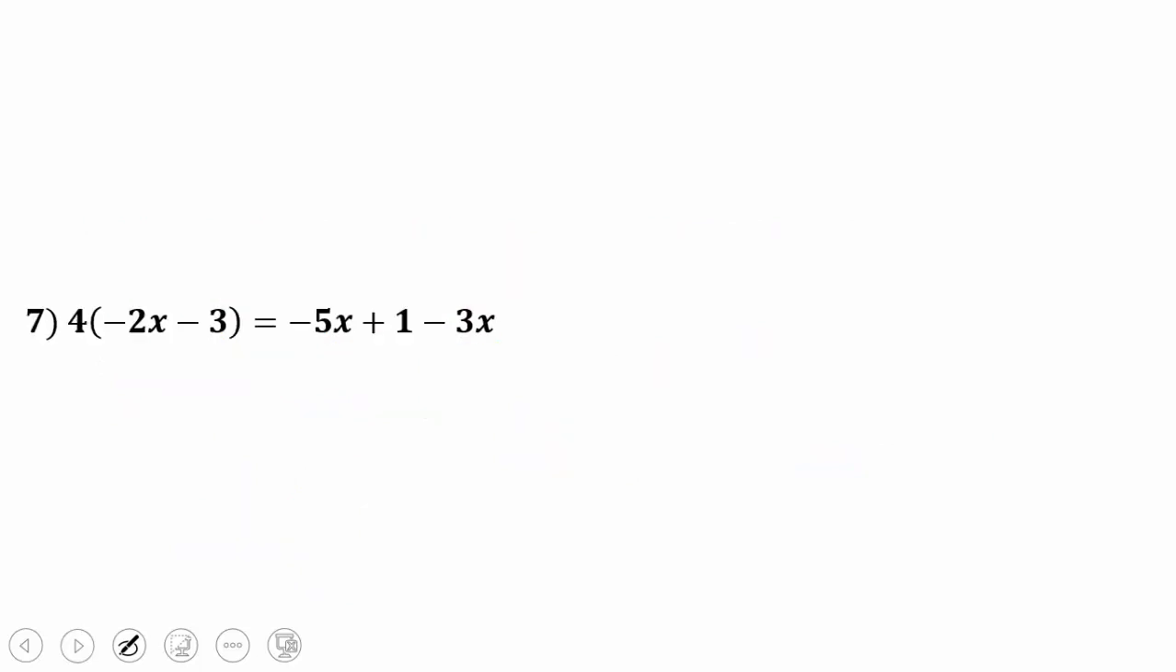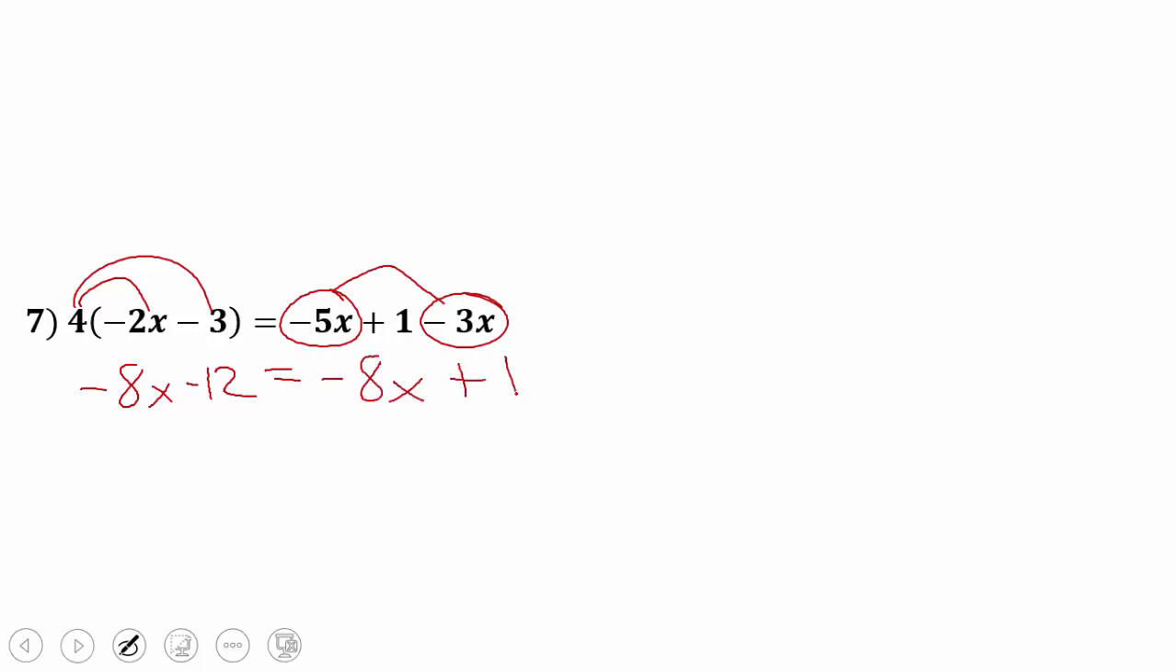Let's try another one. Let's go with our distributive property first. We have to simplify. So we have 4 times -2, that's -8x. And 4 times the -3 is -12. Coming to the other side, we recognize that we have 2 variable terms that we have to combine. And -5x and -3x does give us another -8x plus 1. And we recognize if I add 8x to both sides, doesn't matter which side I add it to, you know what? We get -12 equals 1. That is a false statement.